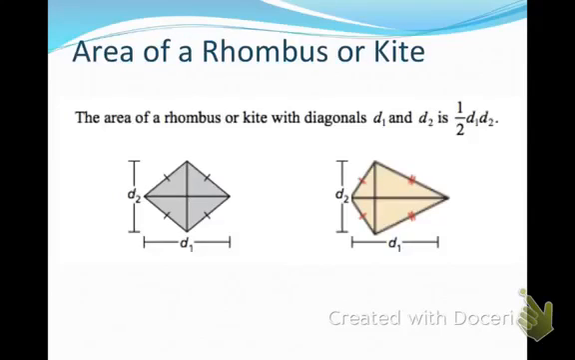So first, to find the area of a rhombus or a kite, you use the exact same formula. You take 1/2 times diagonal 1 times diagonal 2. So you multiply the two diagonals and take half of it, whether it is a rhombus or a kite.